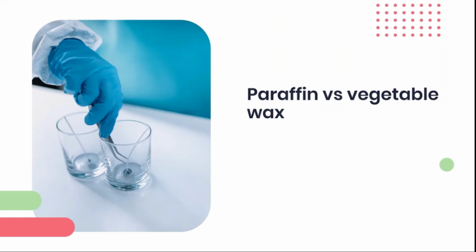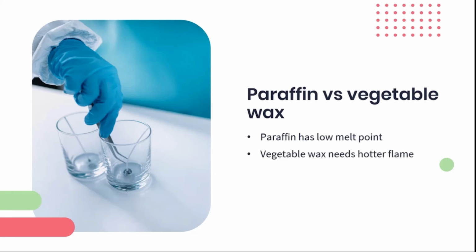The comparison between vegetable and paraffin wax is also a consideration that needs attention. Paraffin wax has a lower melting point than vegetable waxes, which require a hotter flame to reach their melt point. The size of the wick is therefore important to this, as something like soy wax, which falls into the vegetable wax category, will need a wick that is one size larger than a paraffin candle of the same diameter.